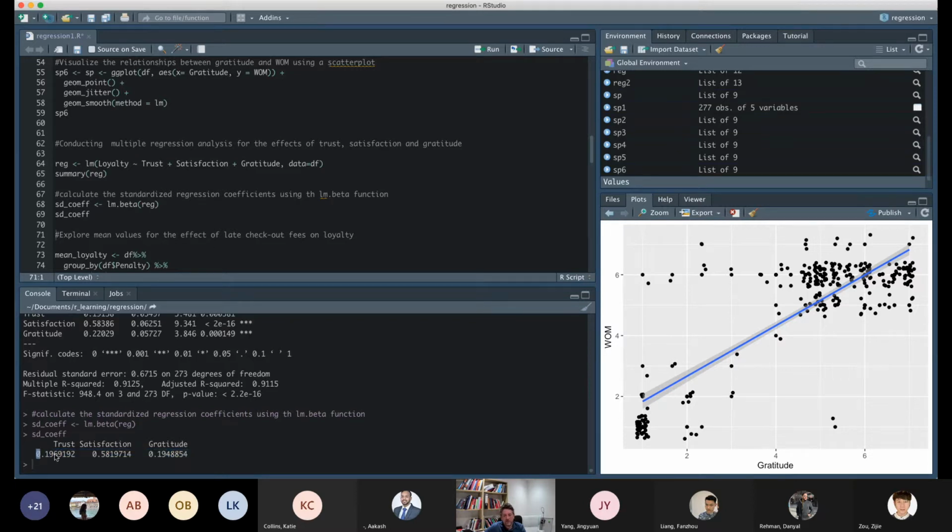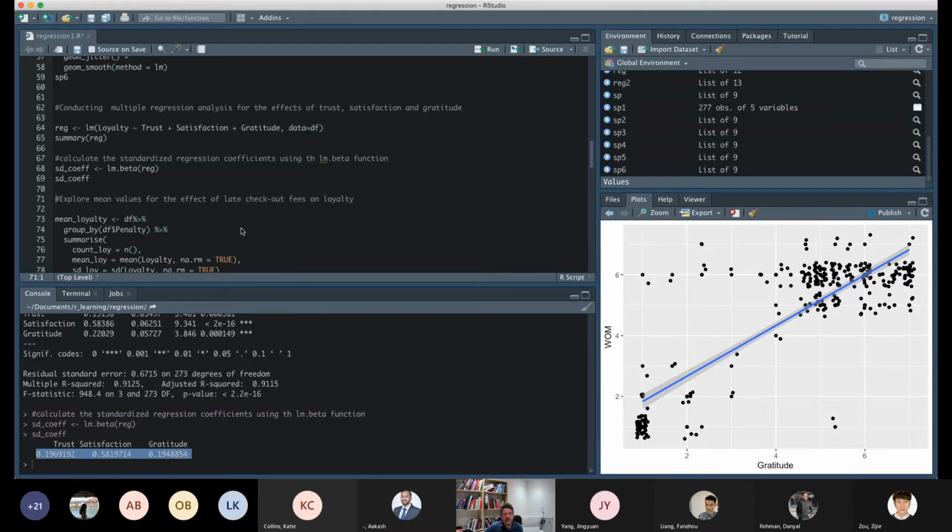Any questions about this interpretation? The way you interpret the coefficient is the same. It's just that you're not looking at the effect in the original measurement unit. It's the effect in standard deviations. That's the only difference. Any questions about that?